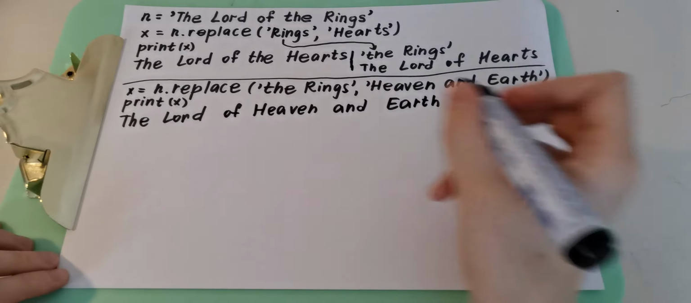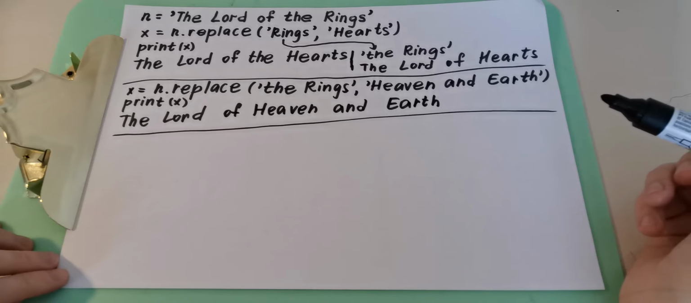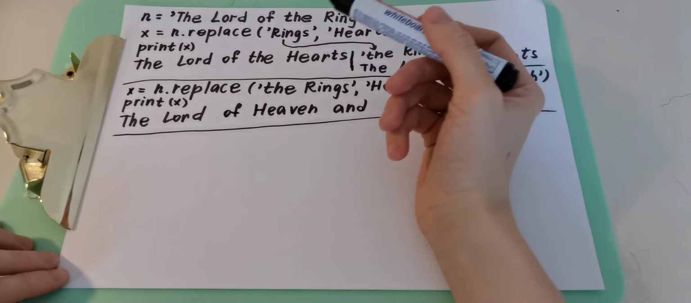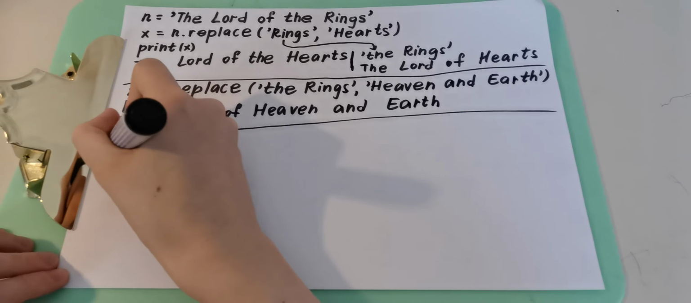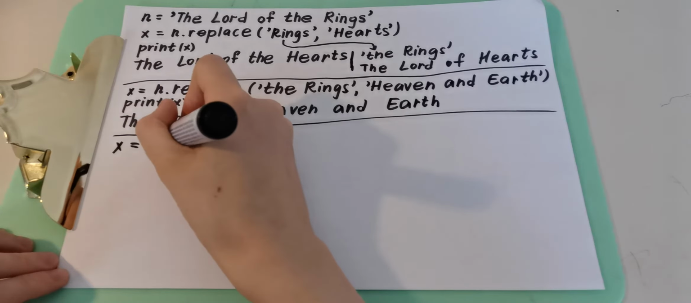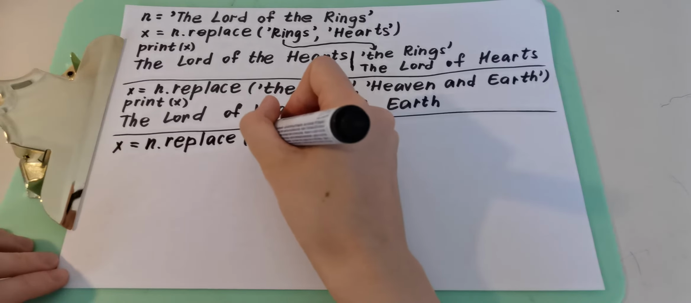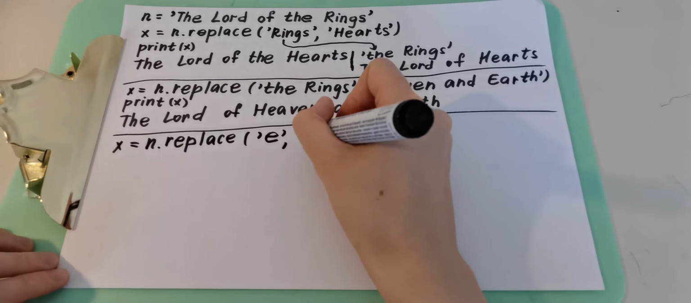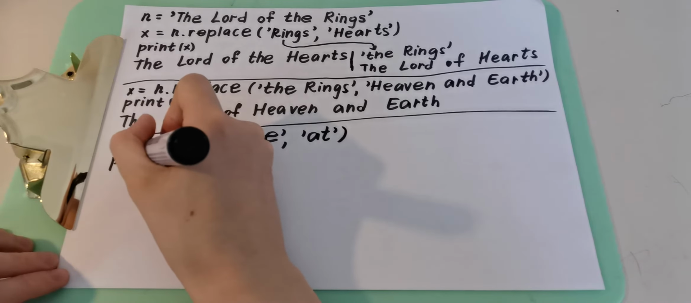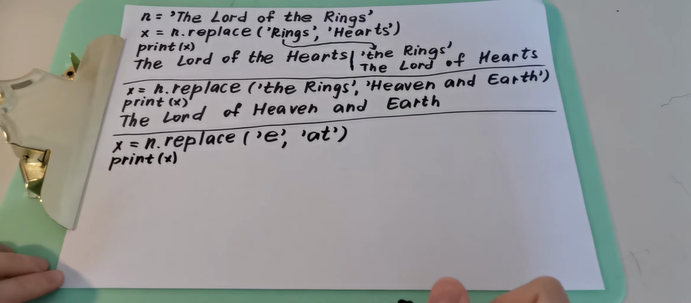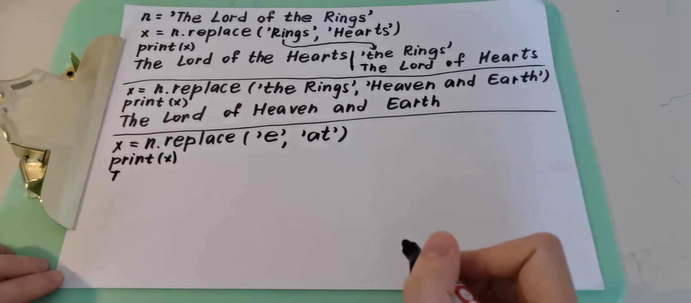Okay. And now let's try to replace letters, so to replace characters. We can replace one letter or one character by another character, or one letter by another letter. I would like to replace one letter by two letters. Again, n, replace. Now I would like to replace the letter E by two letters, A, T. Let's see if it works. So print x, and my output is, think, what is my output in this case?